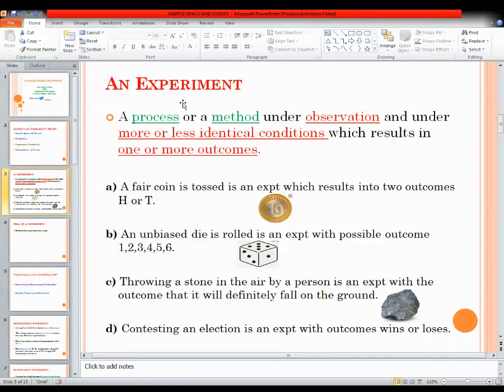Outcome means the result of this experiment. So whatever experiment you are performing, the result of that experiment is nothing but the outcome. And the outcome may be one or the outcome may be more outcomes.